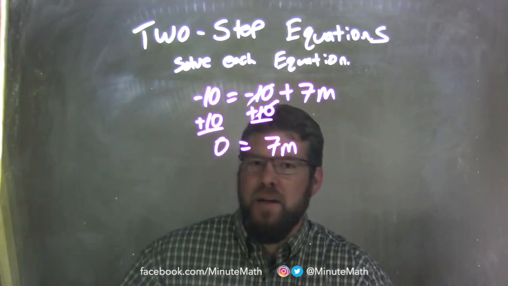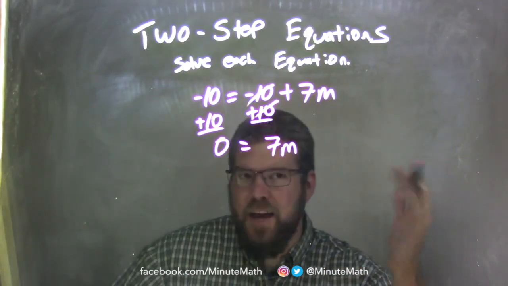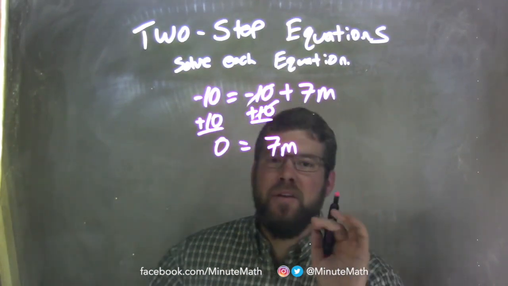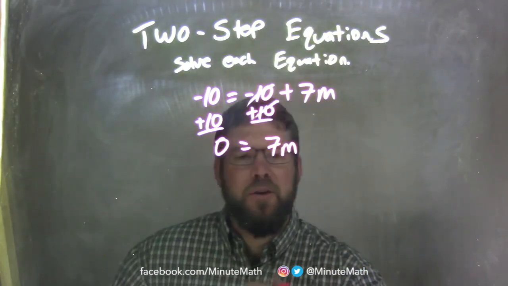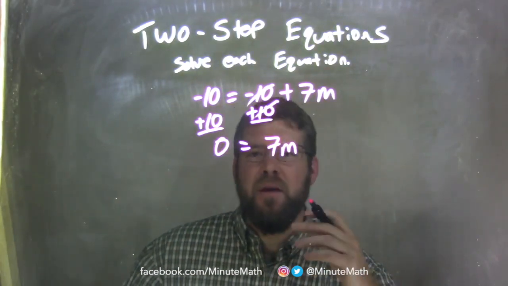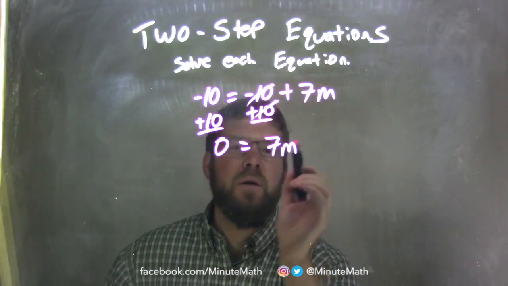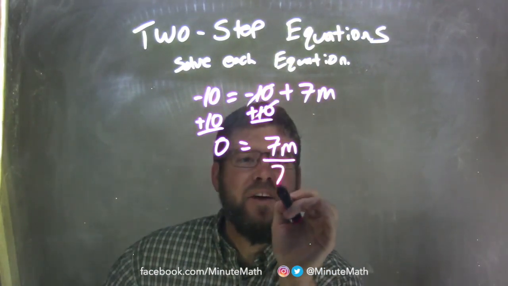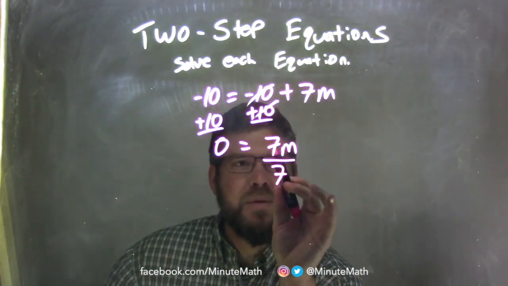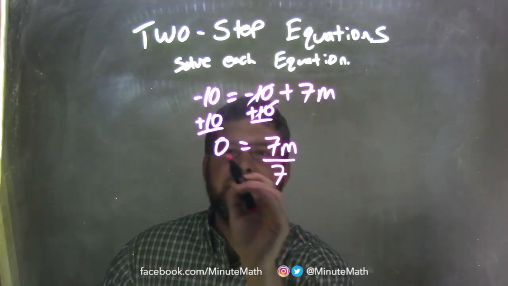Now be careful, a lot of times students think that 0 can't be written. 0 can be written. 0 is a number, and it can be used just like any other number. So now I have 0 equals 7n. Well, I need to divide by 7 because that's opposite of what's going on here. There's multiplication between 7 and the n. I'm going to divide by 7 on both sides.